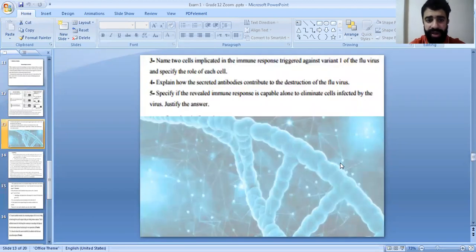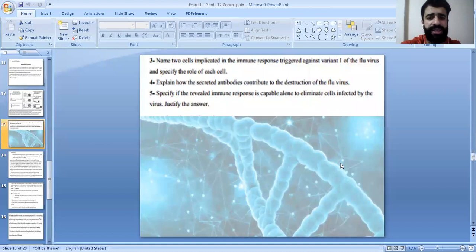Let's move now to part 3. Part 3, they said to name the two cells implicated in the immune response triggered against variant 1 of the flu virus and specify the role of each. Here we are going to talk about the phagocytes and the B lymphocytes. What do they do? B lymphocytes will develop into plasma cells that are able to secrete antibodies, but the secretion of interleukin by the B lymphocytes.